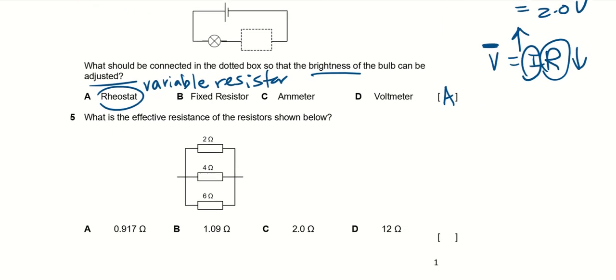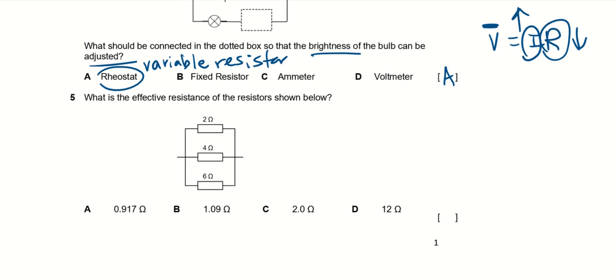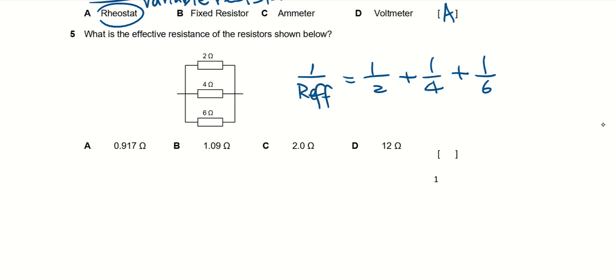Question 5. What is the effective resistance of the resistors in parallel? Because they are in parallel, we can use this formula: 1 over REFF equals 1 over 2 plus 1 over 4 plus 1 over 6. Then you need to remember to flip. So this is 6 plus 3 plus 2 over 12. So we get 11 over 12.